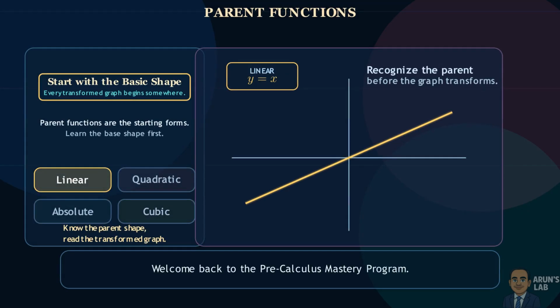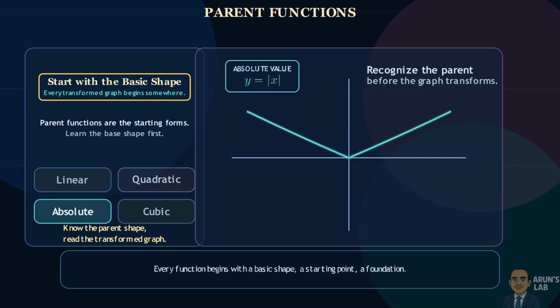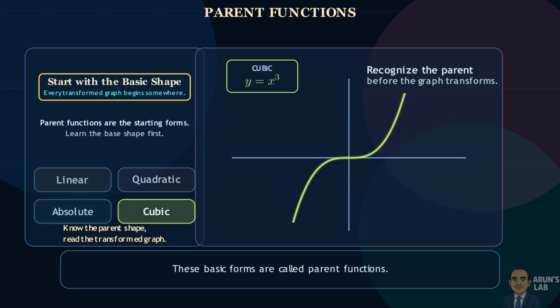In our previous lesson, we explored how graphs can move, shift, flip, stretch, and transform. But now, an important question arises. Before a graph transforms, what does it originally look like? Every function begins with a basic shape, a starting point, a foundation. These basic forms are called parent functions. Today, we will explore the most important parent functions and learn how to recognize their shapes instantly. Because once you understand parent functions, you can understand any graph in mathematics.